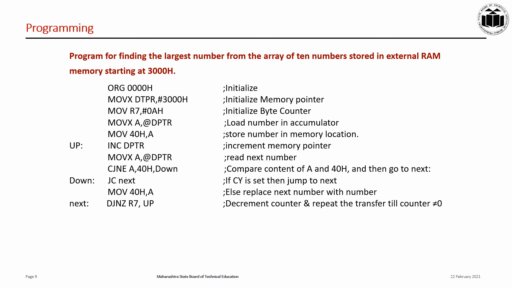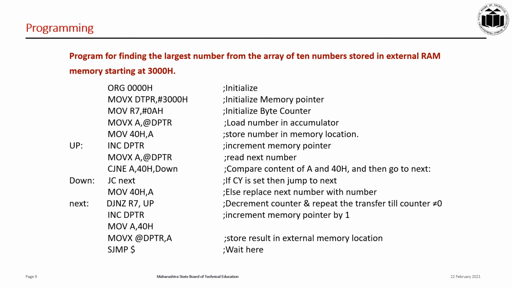Then decrement counter and repeat the transfer till count is not equal to 0 by using instruction DJNZ R1. Then increment pointer and store the result in memory location pointed by DPTR.